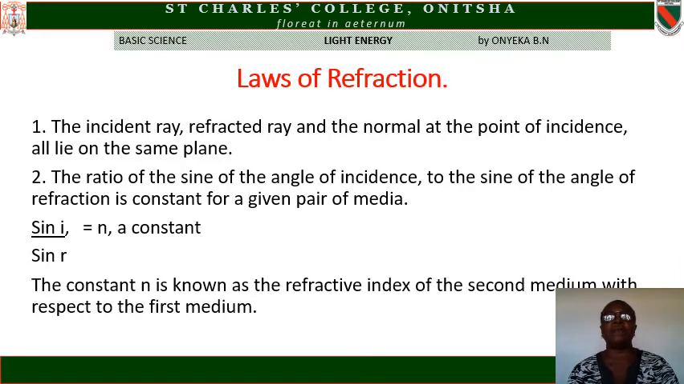Laws of refraction of light. 1. The incident ray, the refracted ray, and the normal ray at the point of incidence all lie on the same plane. 2. The ratio of the sine of the angle of incidence to the sine of the angle of refraction is a constant for a given pair of media. That is to say, sine i over sine r equals n, and n is a constant. The constant n is known as the refractive index of the second medium with respect to the first medium.